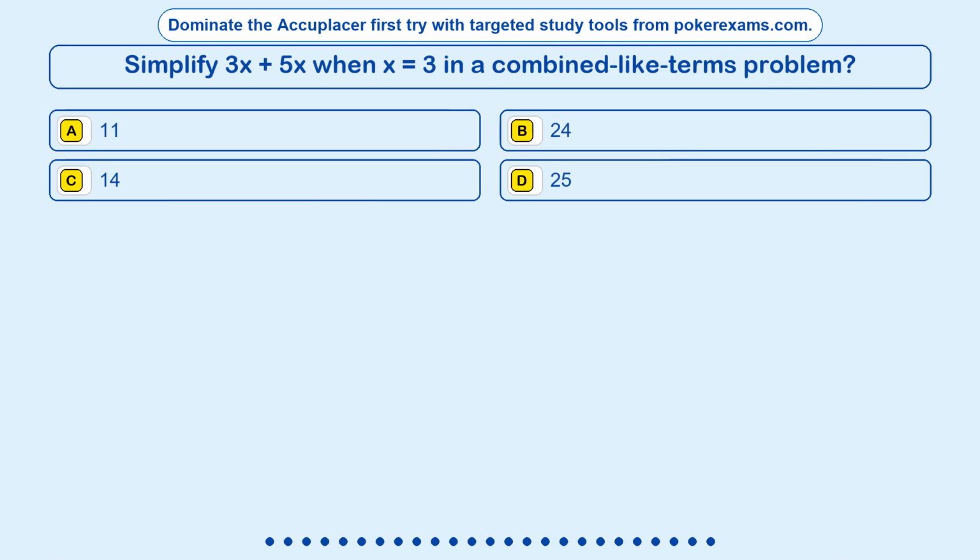Question 7. Simplify 3x plus 5x when x equals 3 in a combined like terms problem. Option A, 11. Option B, 24. Option C, 14. Option D, 25.